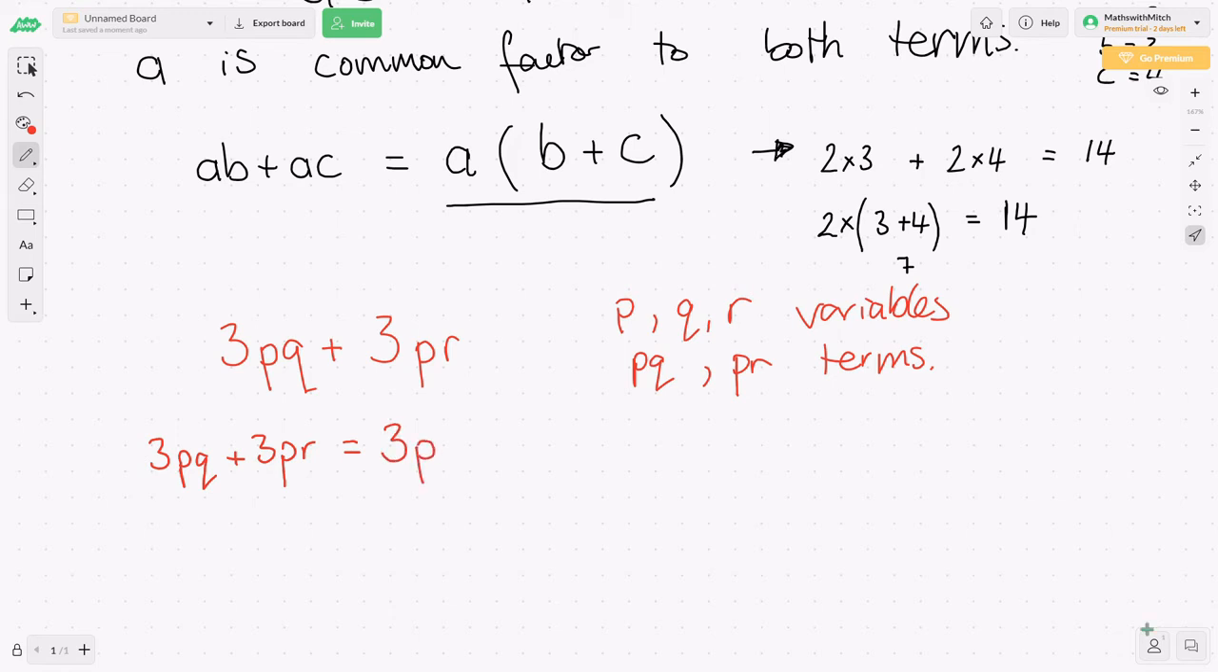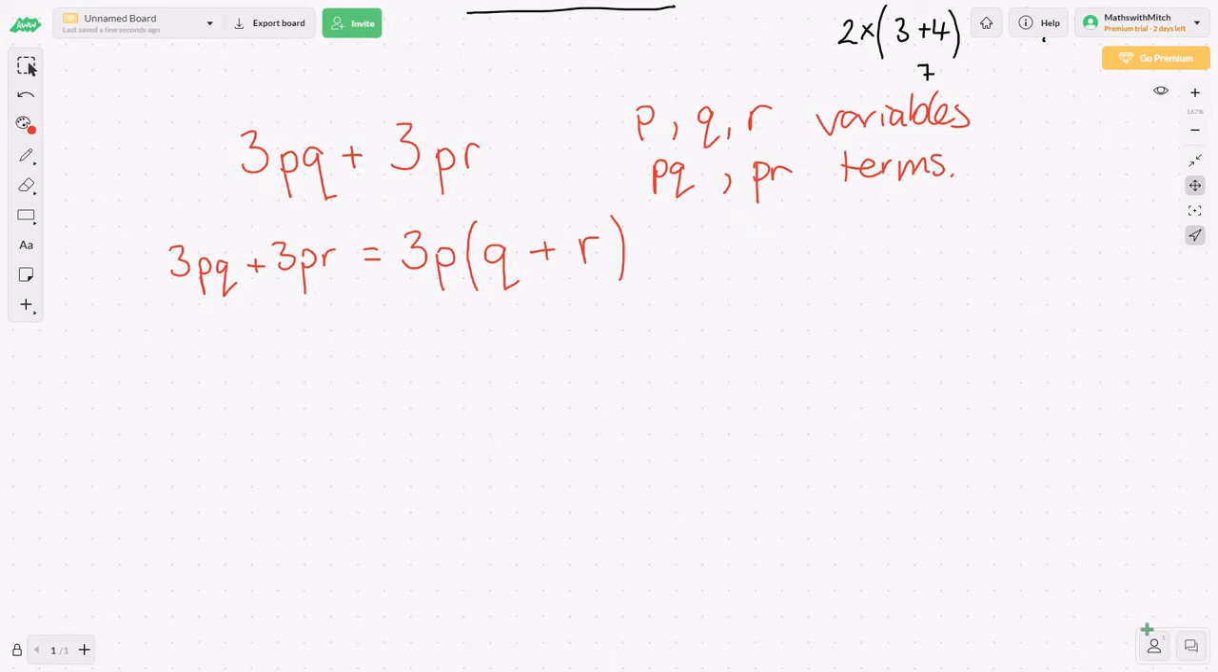So we take 3P out, and then in the bracket, we're going to think of what's left once we've divided through by 3P and taken it out of the bracket. So we're left with Q plus, and here left with R. So there we are, that's written as a factorization, again taking 3P out as the common factor.